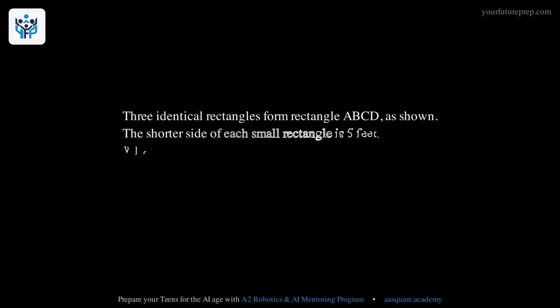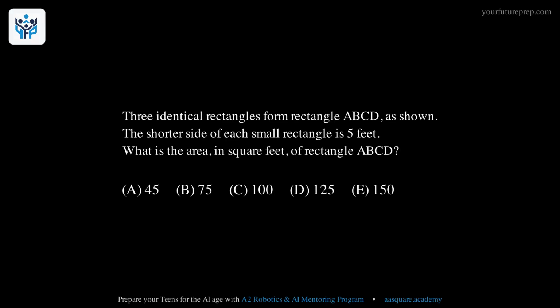Here's problem 2 from the 2019 AMC 8. Three identical rectangles are put together to form rectangle ABCD. As shown, the length of the shorter side of each of the small rectangles is 5 feet. What is the area, in square feet, of rectangle ABCD?